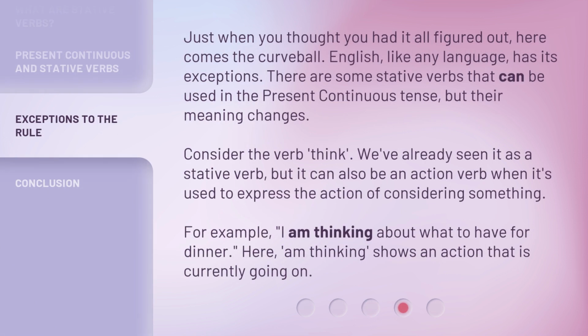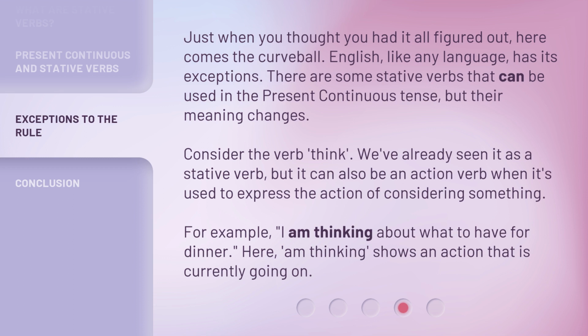Just when you thought you had it all figured out, here comes the curveball. English, like any language, has its exceptions. There are some stative verbs that can be used in the present continuous tense, but their meaning changes.